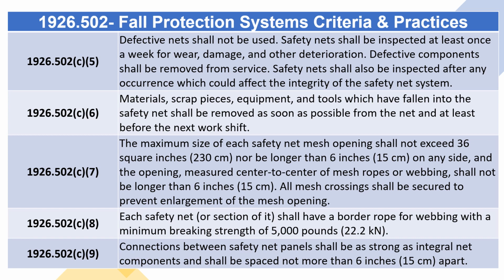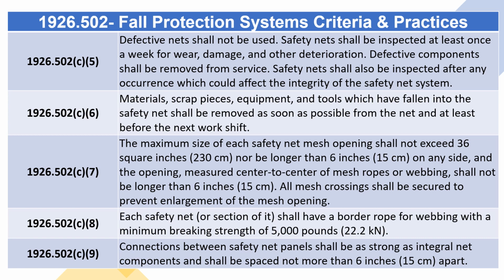1926.502(c)(7). The maximum size of each safety net mesh opening shall not exceed 36 square inches (230 square centimeters), nor be longer than 6 inches (15 centimeters) on any side, and the opening, measured center to center of mesh ropes or webbing, shall not be longer than 6 inches (15 centimeters). All mesh crossings shall be secured to prevent enlargement of the mesh opening.